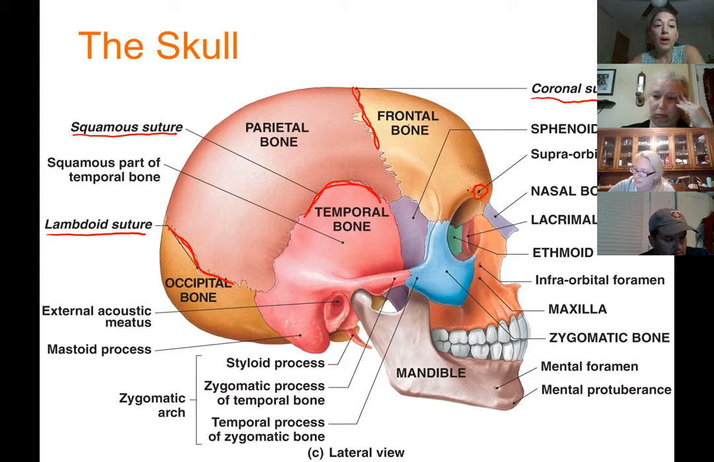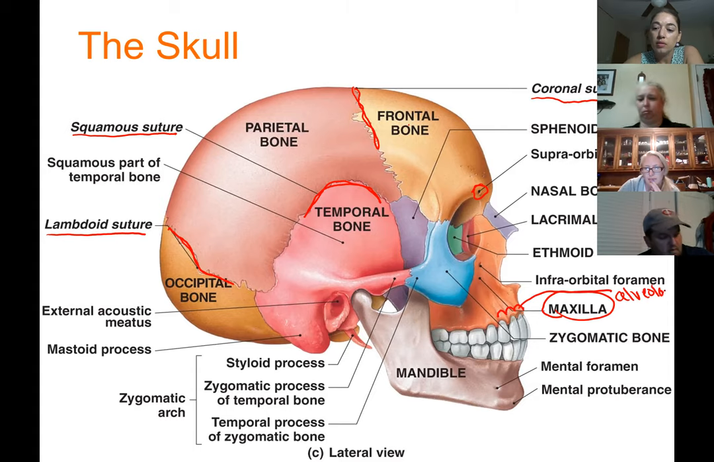One thing that you can see really well in this picture is, oh, it doesn't even identify it on this one. Well, I'll show you anyways. Okay, so we're looking here at the maxilla. Look down at the maxilla. You see these ridges here, kind of above the teeth? Those ridges, those are your alveolar ridges. That's something you'll need to know. I'm just double checking things as we go in our textbook, make sure that we're getting everything you need to know.